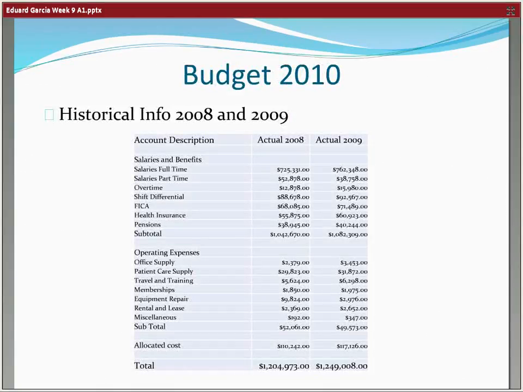The first step is to analyze the historical information of 2008 and 2009. This is actual data presented by the financial department, and we can see that there's no big difference between these 2 years. So we can present a 2010 budget based on these numbers.